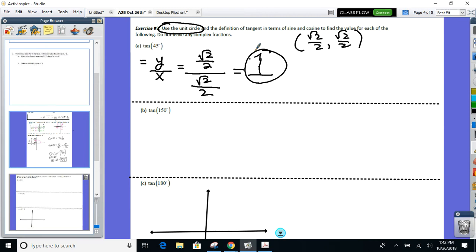Let's get out of the first quadrant now. 150. First thing we always check, where am I? Second. So what do I know about tangent in the second? It's negative. So my answer should be negative. So that's why I'm going to put this negative tan there, because it's in the second quadrant and tangent's negative. 150. Make it smaller. Find the reference angle for 150. 30. Got it? Here we go, guys.